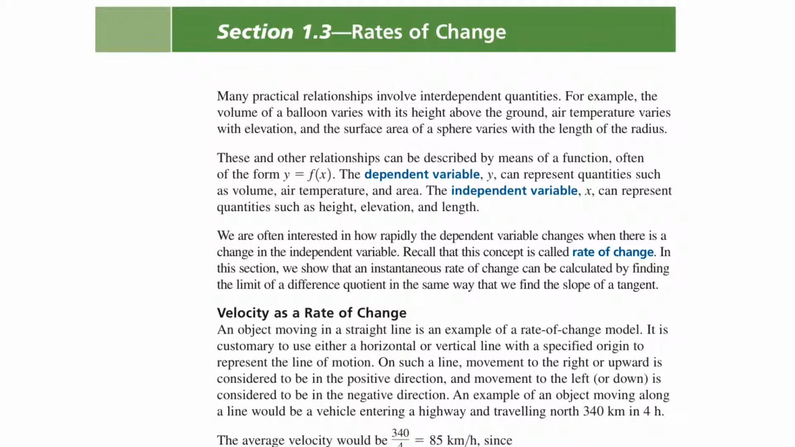MCV4U1, Chapter 1, Introduction to Calculus, Session 7.